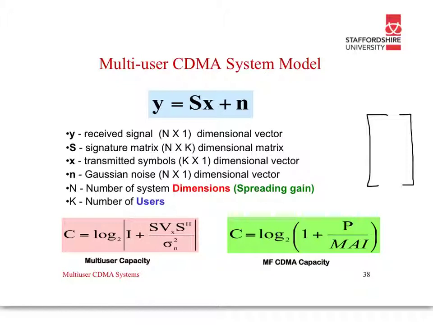So if we have a multi-user system model, we have Y, or the received signal, equals S, which is the signature matrix. That would either be the orthogonal or semi-orthogonal or random code. And we have X users and we're adding noise. Basically we have X bits transmitted at the same time and each uses a separate code. Y is an N by 1 matrix.